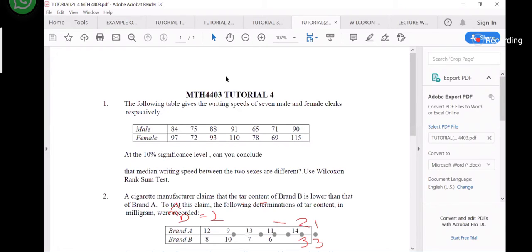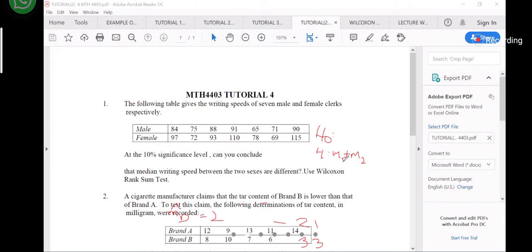Okay. So for this, at the 10% significance level, can you conclude that the median writing speed between the two sexes is different? Yeah. So here, I do not know in which direction. I did not specifically mention whether to test if the male's speed of writing is better than the female's, or the female better than the male. If I'm not sure, I always write that they are not equal. So median 1 not equal to median 2.